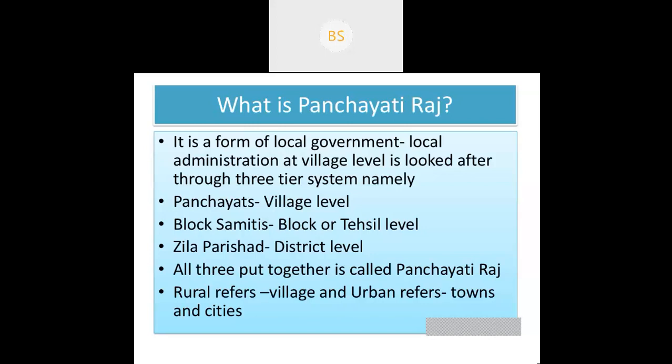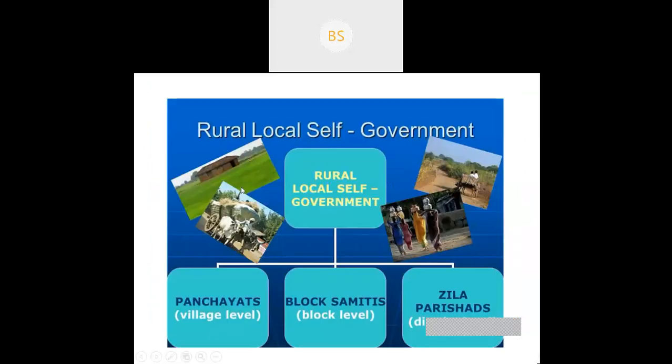So, here you can see that rural areas refer to villages and urban areas refer to towns and cities. So, this is the picture of rural local self-government. Under this you can see.